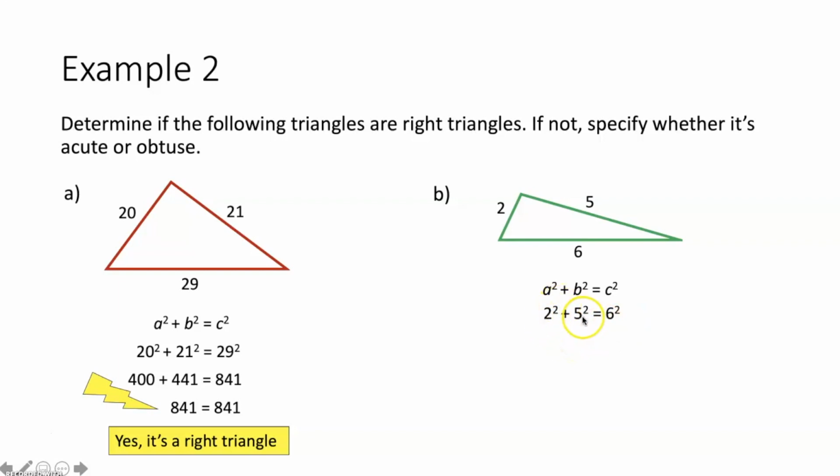2 squared is equal to 4, 5 squared is equal to 25, 6 squared is equal to 36. I then add the 4 and the 25, and I get 29. Now, 29 does not equal 36. Because of that, we know this cannot be a right triangle.